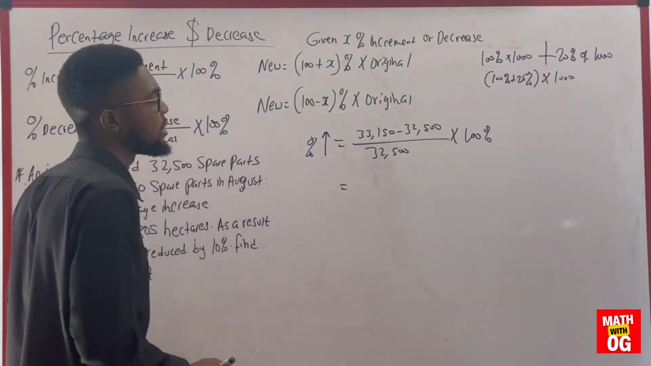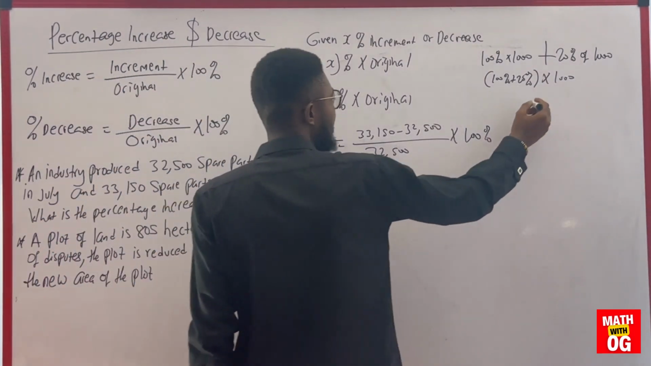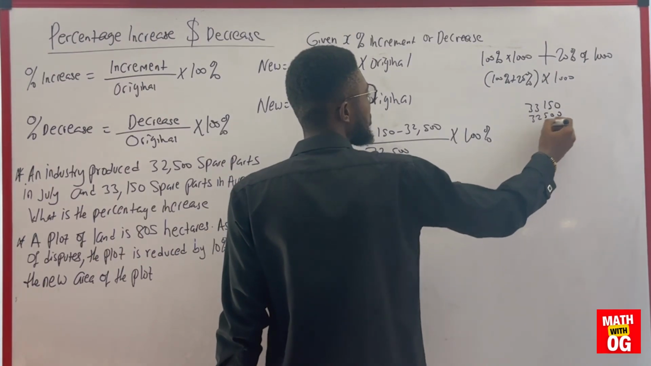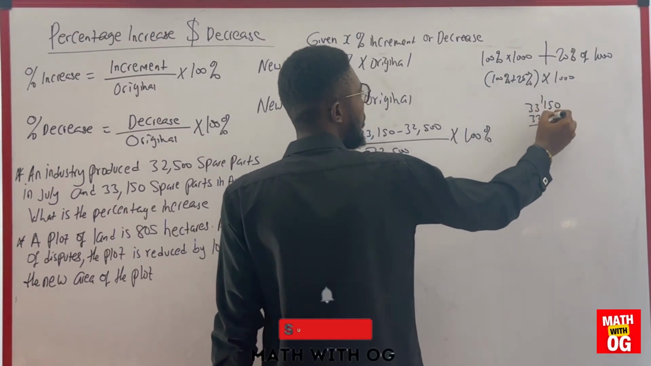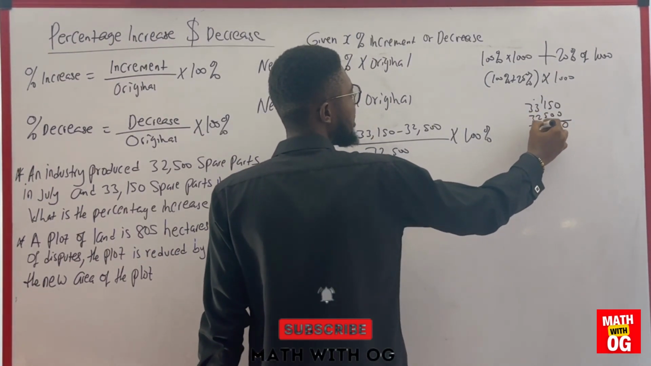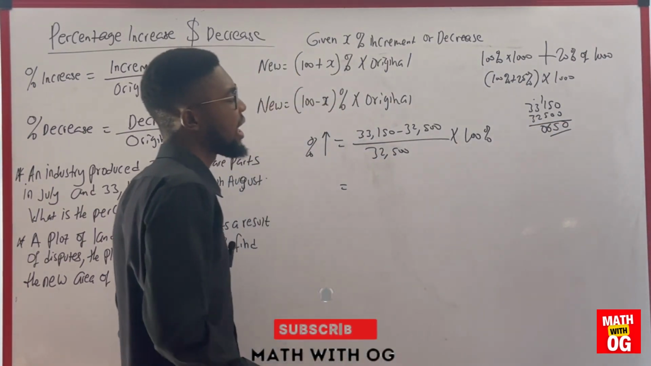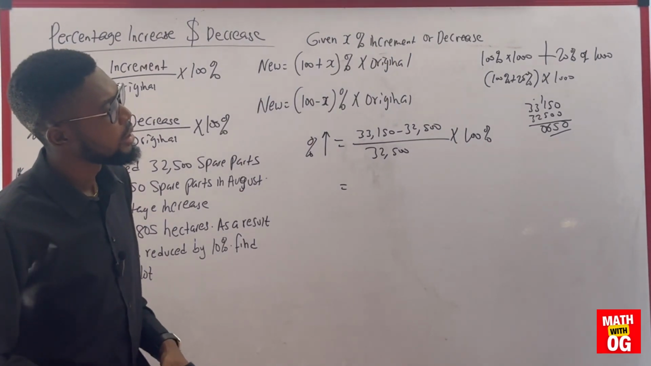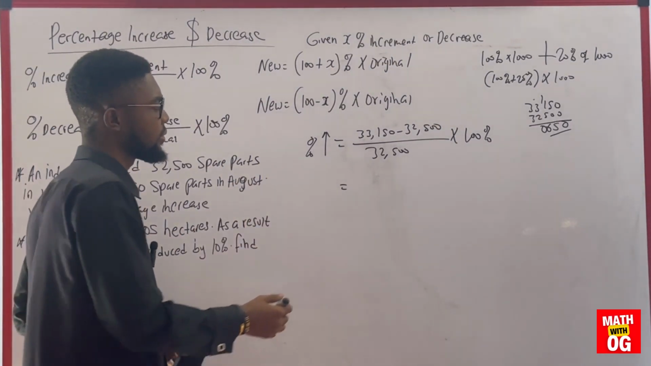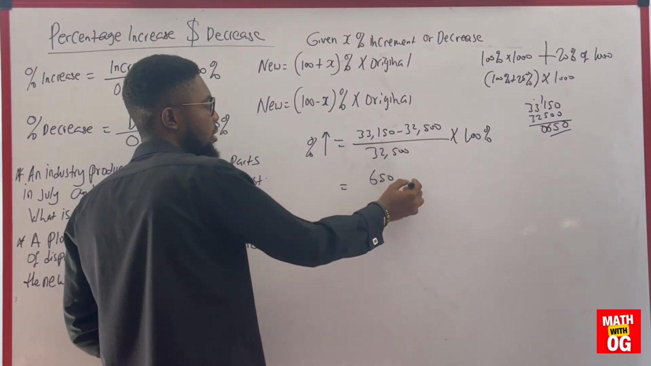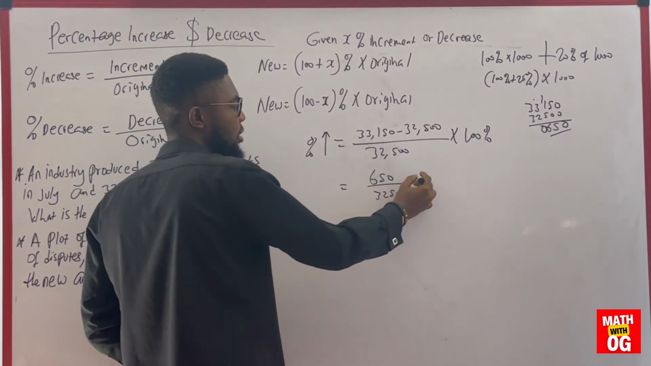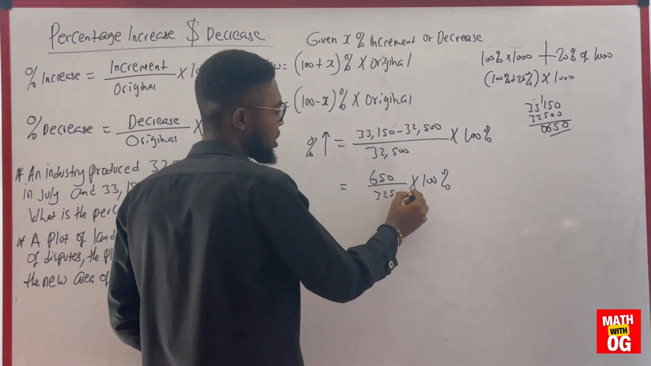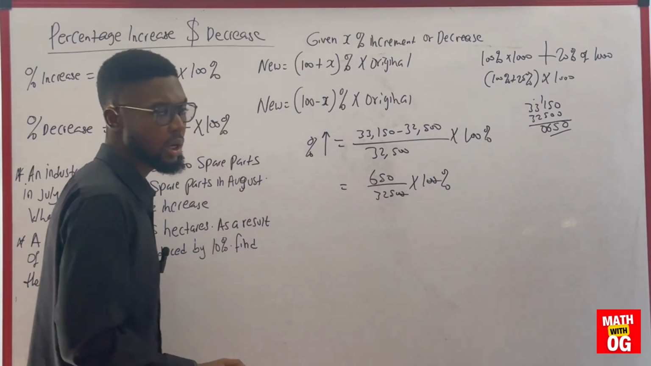Now 33,150 minus 32,500, let's do the mathematics here. This will give me 650, if I'm not mistaken. Yeah, that's 650. So we have 650 over 32,500 multiplying 100%. So I believe these two zeros will cancel out these two zeros.